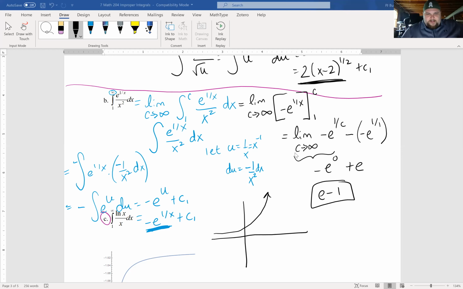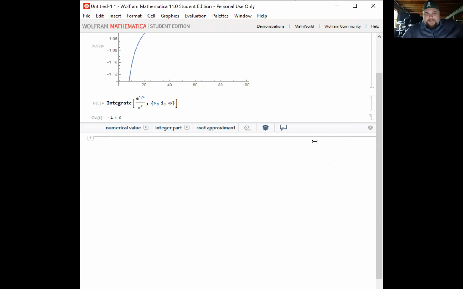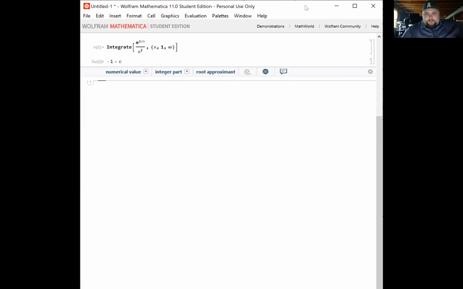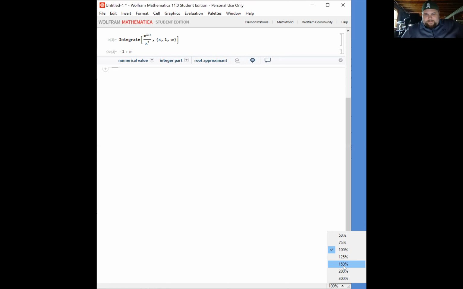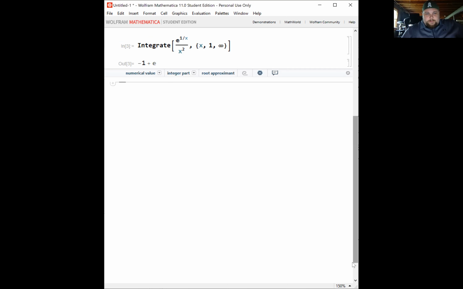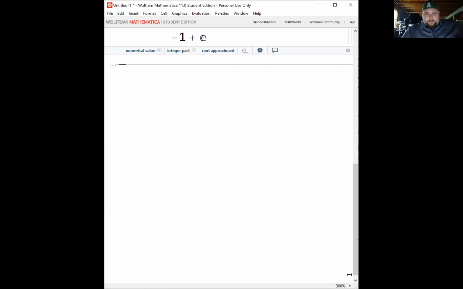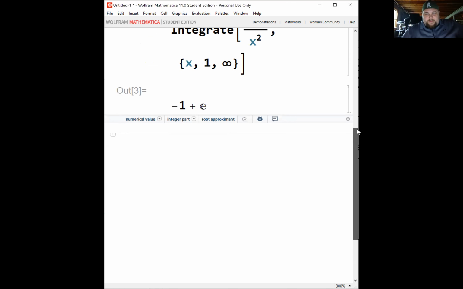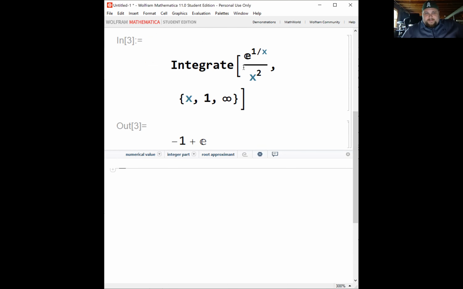Can you guys see the Mathematica page that I have up? No. So I just wanted to show you that when I ask the computer algebra system to do the same calculation, it too says I'm not crazy, and gives us back e minus 1. So I asked it to integrate the same function from 1 to infinity, and it returned e minus 1.